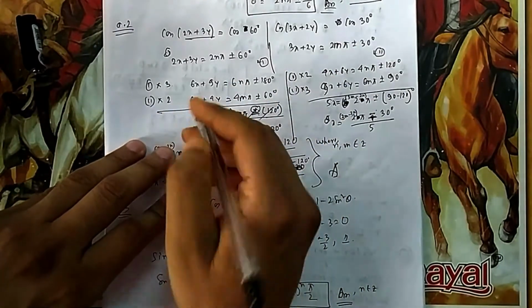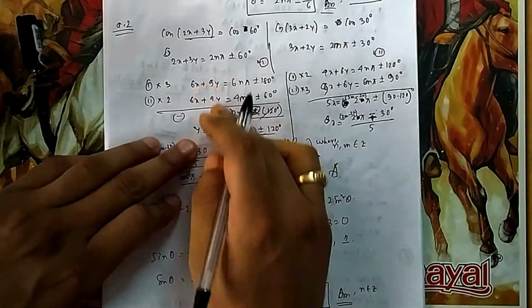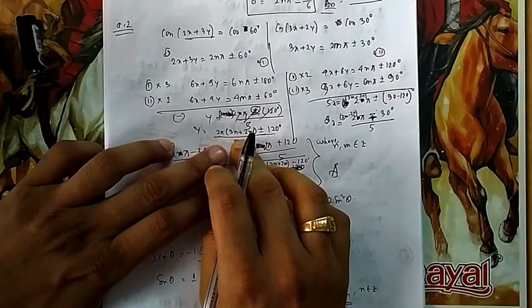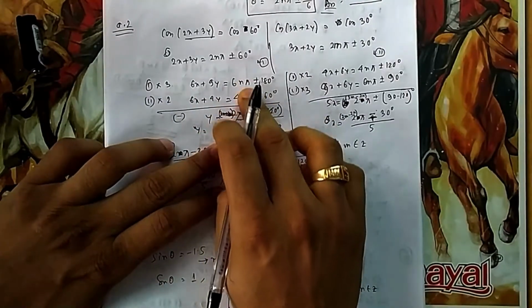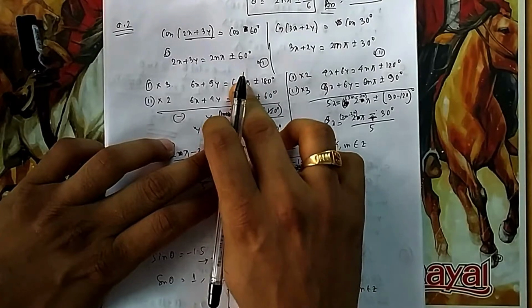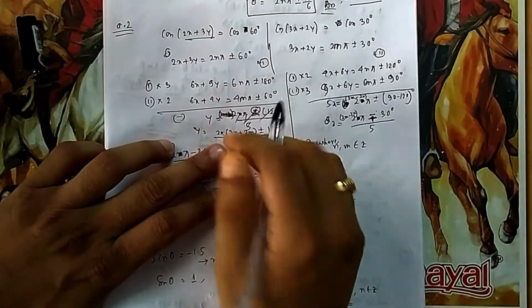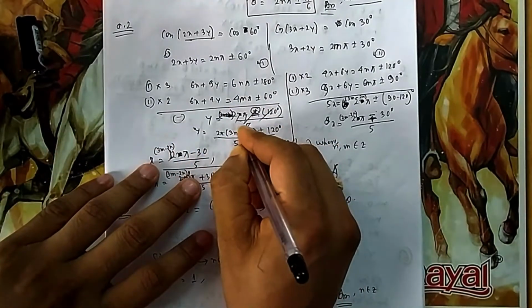Now if you deduct these two, x will get cancelled and y will be equal to, directly I am writing, divided by 5. If you take 2 pi common, it will be 3n, and because you are deducting, it will be 3n minus 2m.